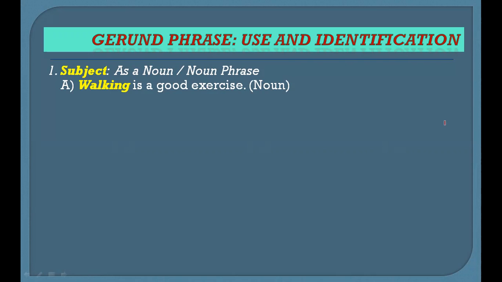So see in number A, working is a good exercise, the yellow word working. It's a gerund because it has the -ing form with the verb and it's before the verb. So working is doing the work of a noun. So this is a gerund.